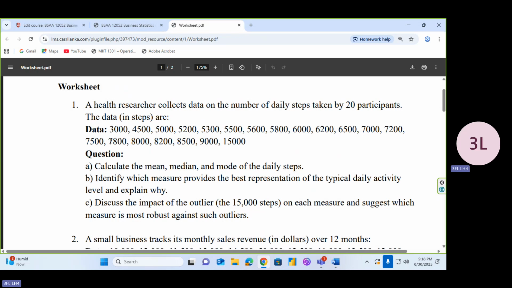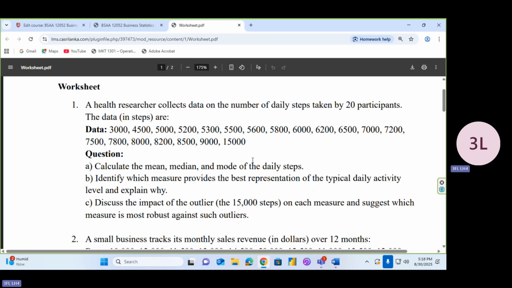The median represents the middle point, no issue. But when we calculate the mean value, we take the sum of all the observation values. Looking at this data set, here 3, 4 and up to 9,000. After that, 15,000 is there. This is the outlier. Why? All the other values are approximately similar: 3,000, 4,500, 8,000, 9,000. But here, 15,000 is there. It's an extreme point. It's clear.